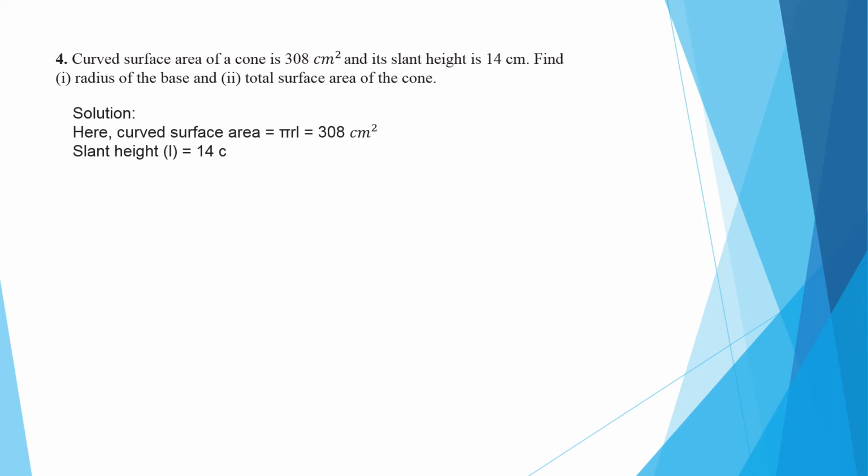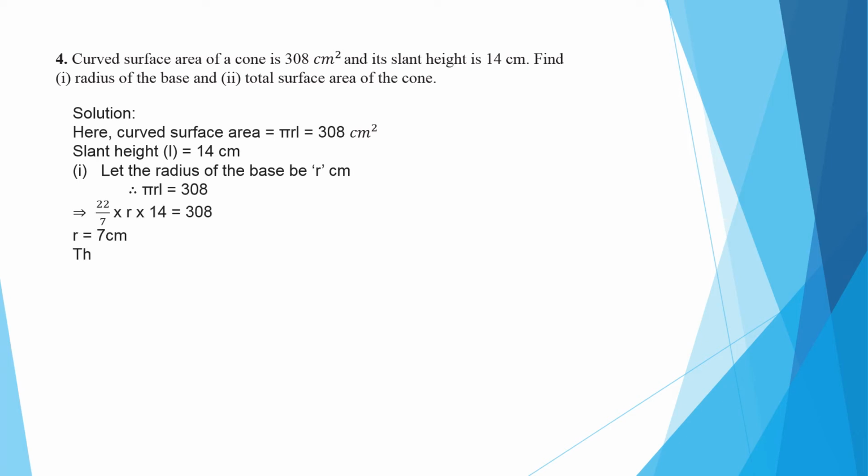Slant height is 14. Now substitute all those values. We don't know the radius, so we will write it as r. So pi r l is equal to 308, 22 by 7 into r into 14 is equal to 308. On calculating, we are getting r is equal to 7. So the radius of the cone is 7 centimeter.